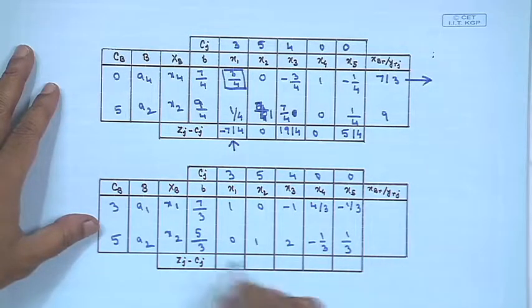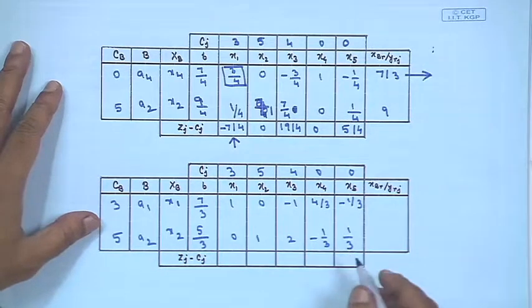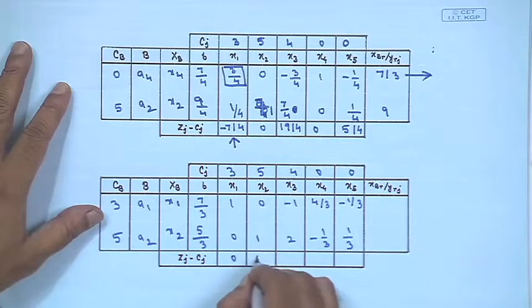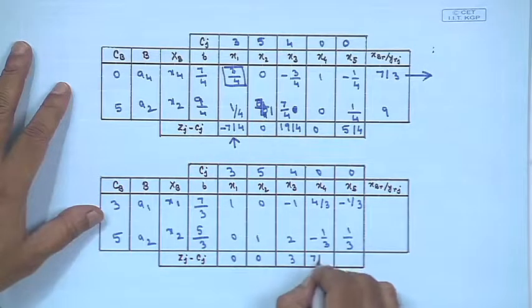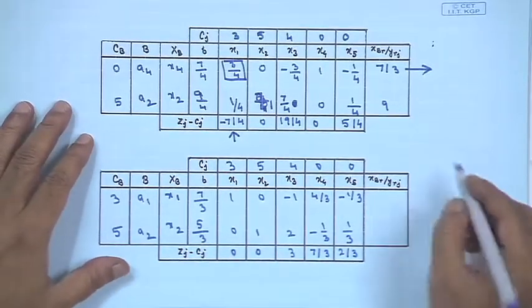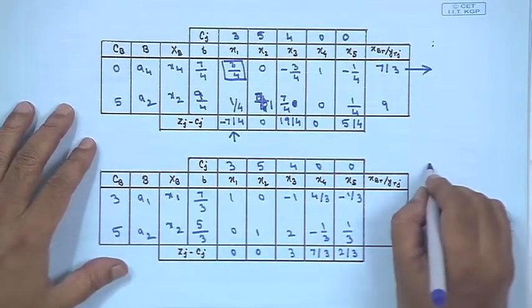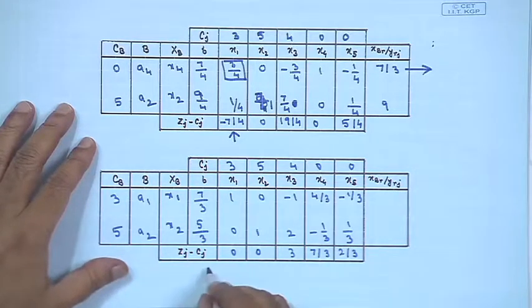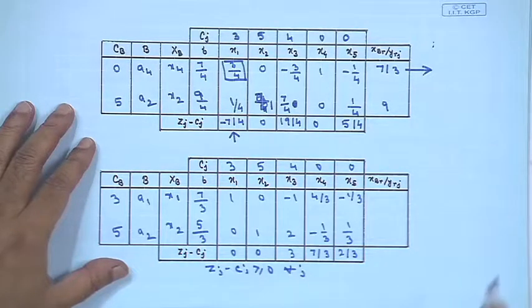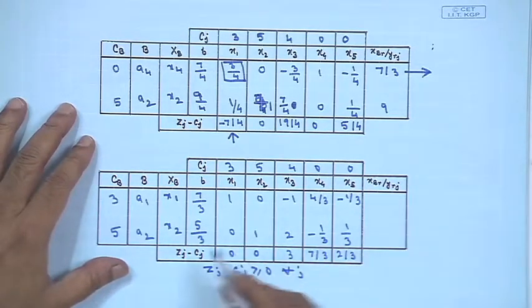You should check whether the values are coming correctly or not afterwards. So, now if we calculate Zj minus Cj, Zj minus Cj will be 0, 0, 3, 7 by 3 and 2 by 3. So, Zj minus Cj, if you see, this Zj minus Cj is greater than equals 0. For this case, Zj minus Cj is greater than equals 0, and it is 0 for basic variables, greater than 0 for non-basic variables. So, you are getting the unique optimal solution.